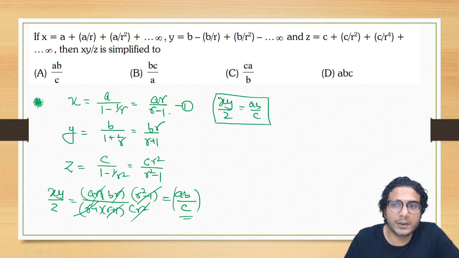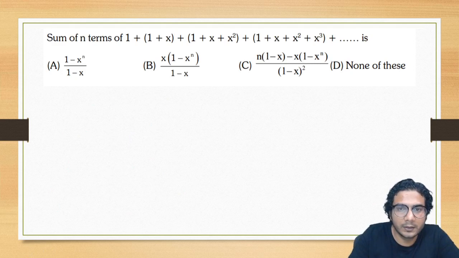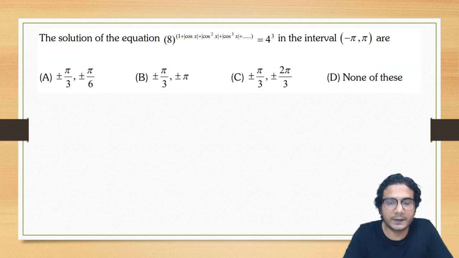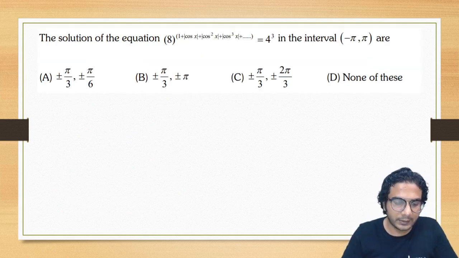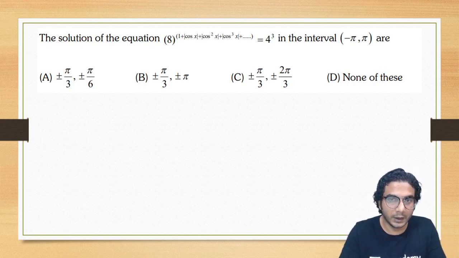So which is your correct option? A is the correct option. All right. I hope it is clear. Now let's move to another one. Okay, let's do this fast. We have two problems remaining. I'll give you 1 minute for this. Only 1 minute, and then I'll discuss with you.